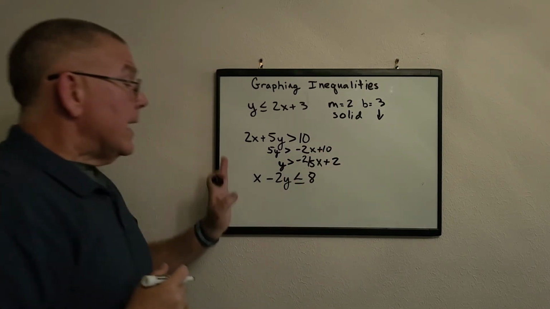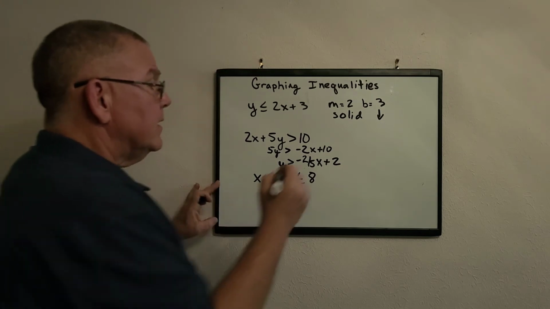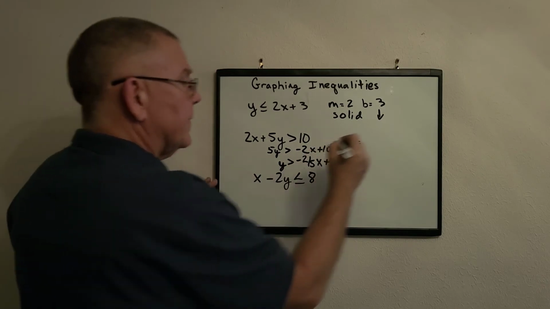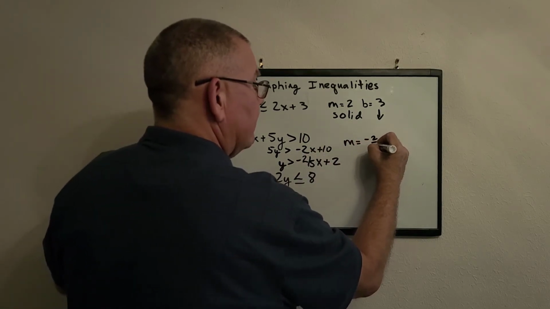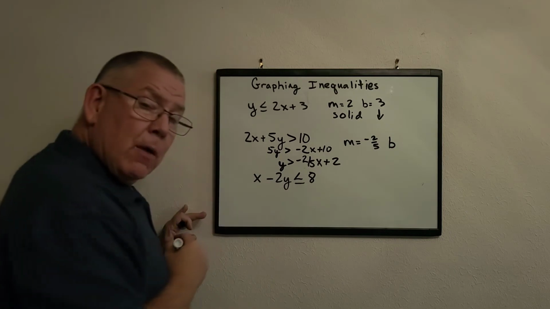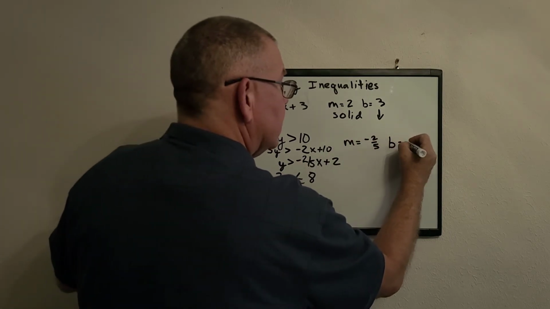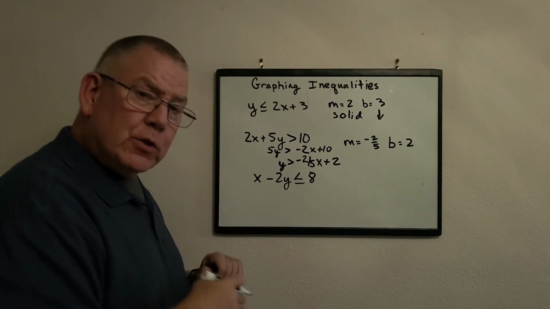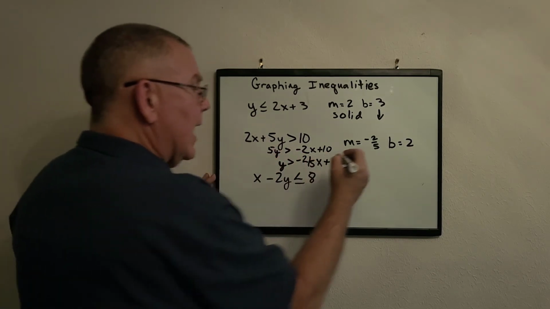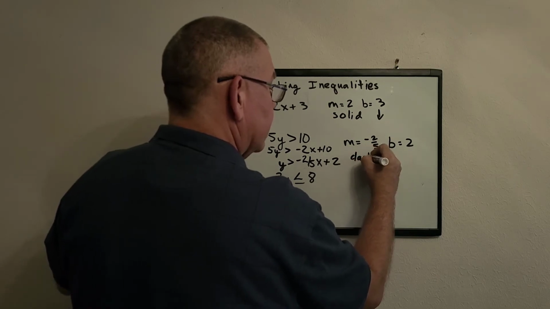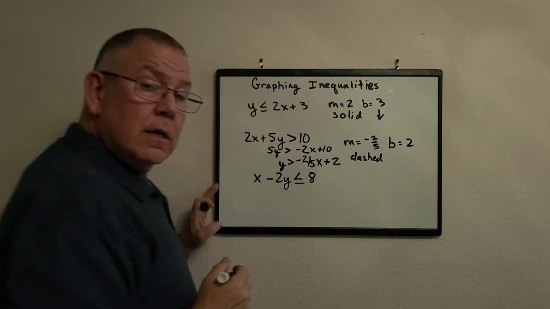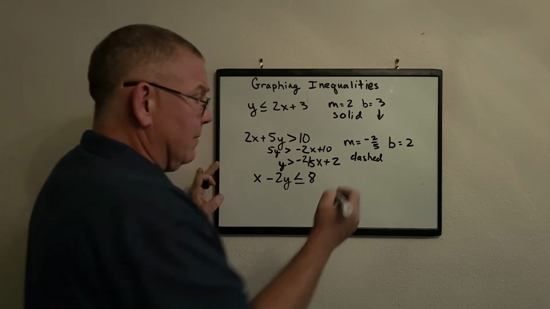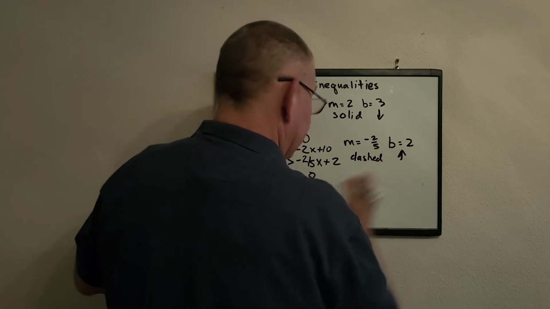Now, it's in slope-intercept form, so I want to know what my m is. Well, what's in front of the x is negative 2 over 5. What is my y-intercept? That will be 2. Now, do I have a solid or dashed? Well, since there's no equal sign, I say dashed. And then, do I shade above or below? Because it's greater than this time, I'm going to shade above.